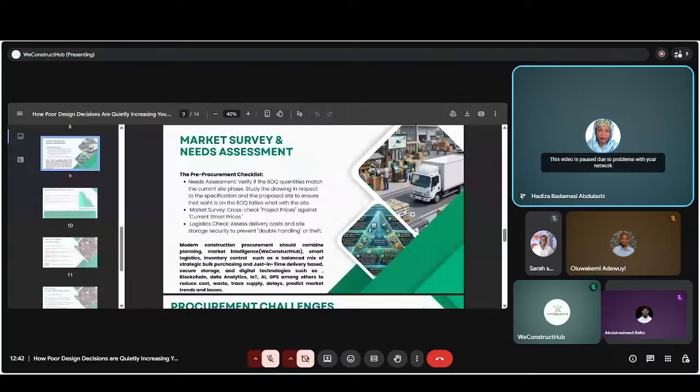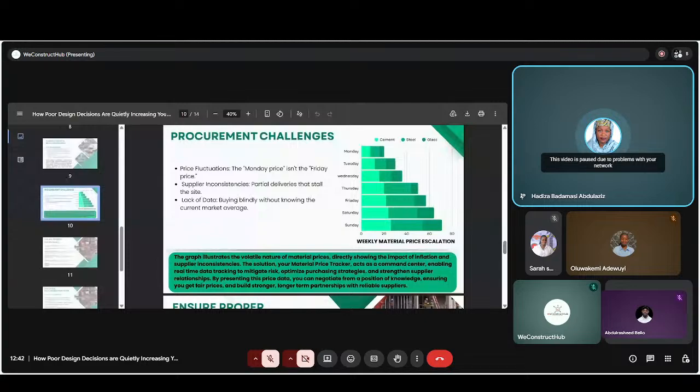Let's say like this. So, procurement challenges. The graph illustrates the volatile nature of materials, directly showing the impact of inflation and supply inconsistency. So the solution: your material price tag, which is called MPT, acts as a command center, enabling real-time data tracking to mitigate risks, optimize purchasing strategies, and strengthen supplier relationships.